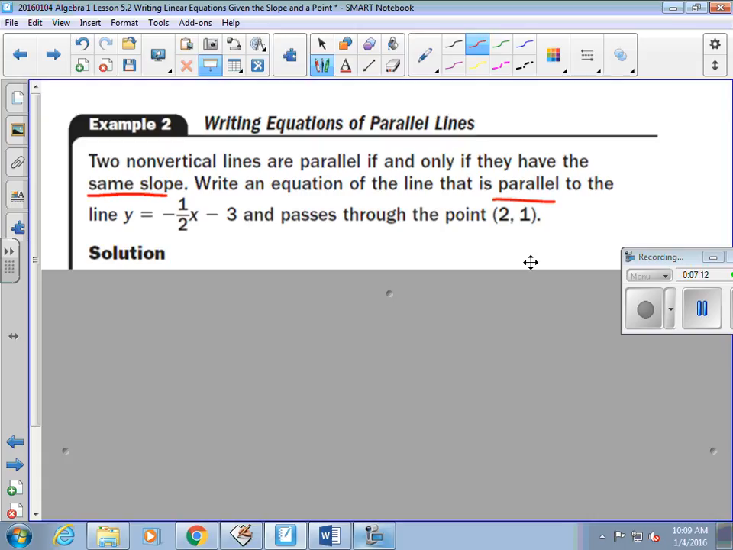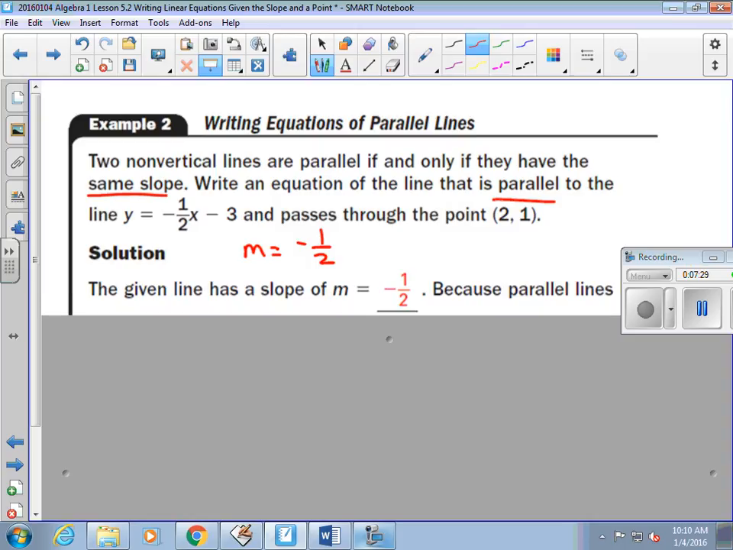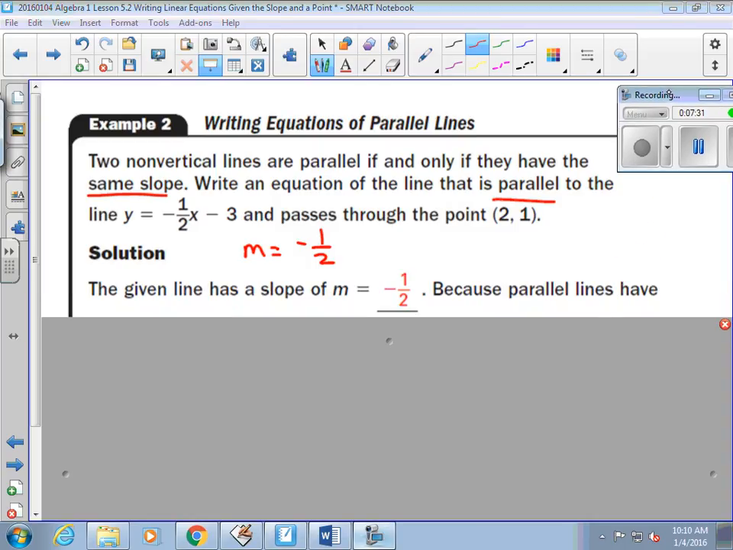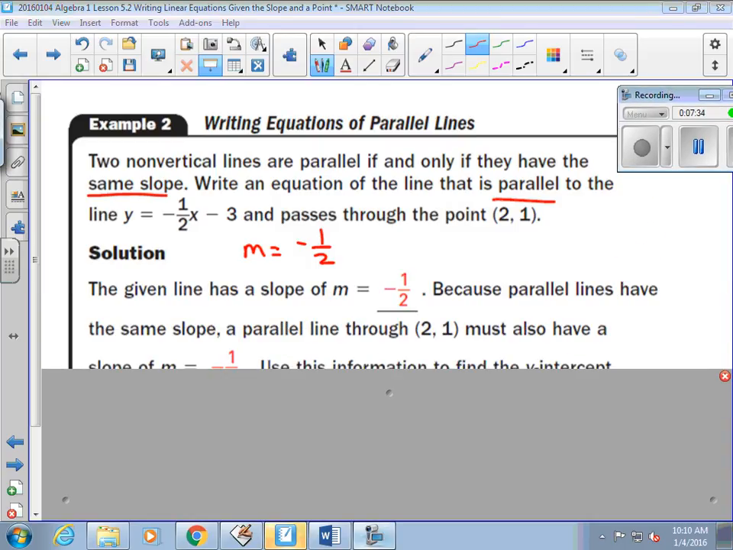So if you're looking at the equation y equals -1/2 x minus 3, its slope is -1/2, or its m value is -1/2. That is the only value that we're interested in when you're dealing with parallel lines. M's value is -1/2. It passes through the point 2, 1.